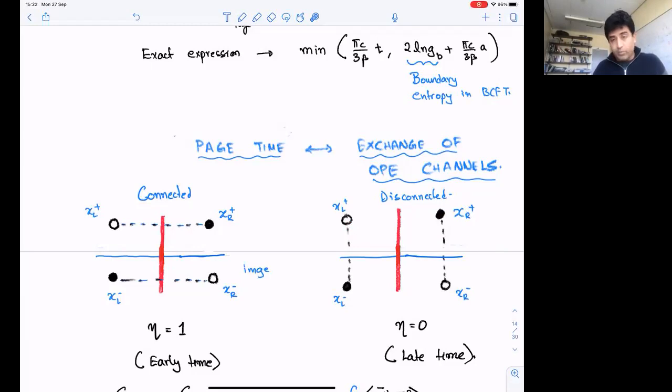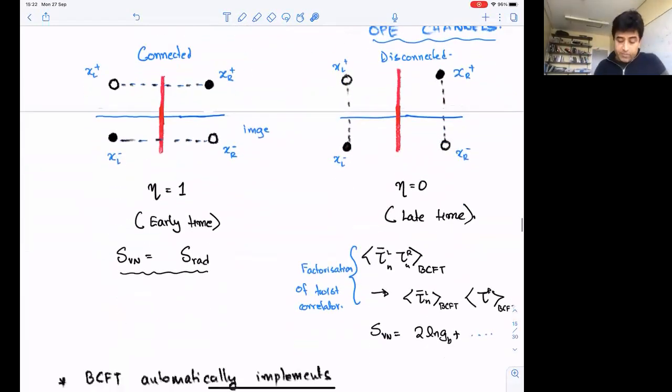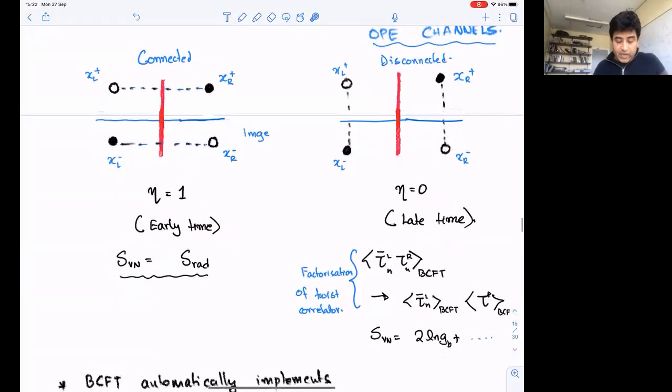And what dominates the correlation function is a contraction between the twist operator insertion at x left plus and its image point at x left minus. This basically is the one-point function of the twist operator in any given CFT. So at early times, the von Neumann entropy is governed precisely by the radiation entropy, which doesn't know about the boundary.